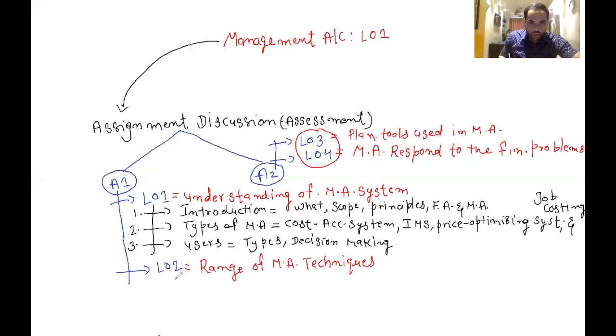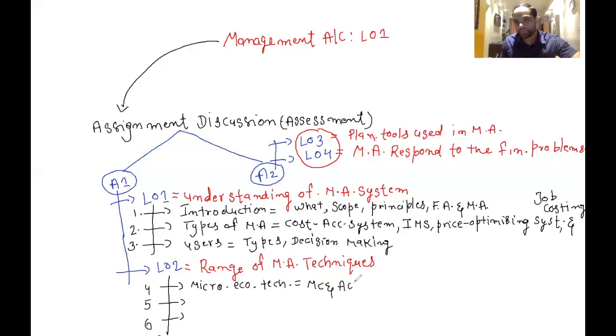And learning outcome 2, you also have sessions 4, 5, 6. So you have another 3 sessions or 3 lectures for learning outcome 2. So in learning outcome 2, the first session, or the 4th session of your whole course, you will learn about microeconomics techniques. There are various techniques, but we focus more on management accounting, marginal costing, and absorption costing, right?